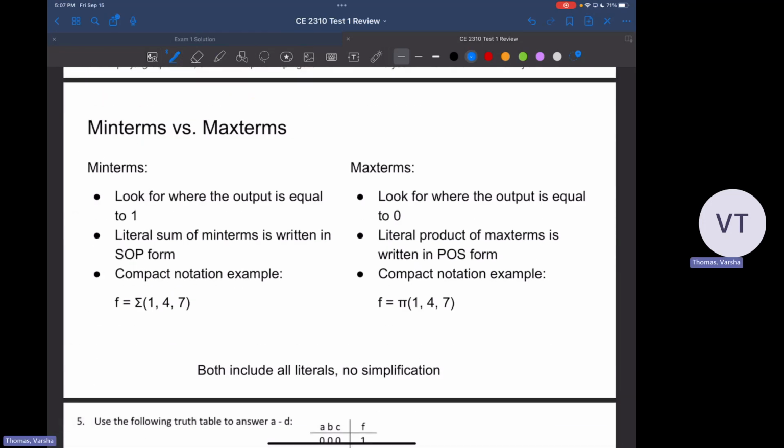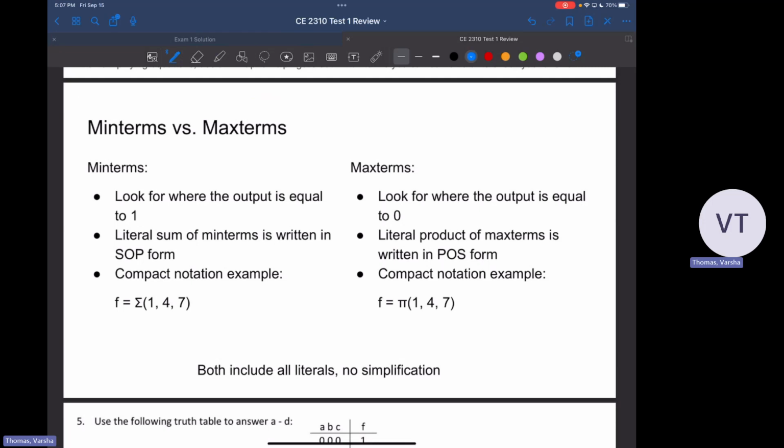Okay, so we're going to move on to minterms and maxterms. So minterms is where the function is equal to 1 at the end, and it's actually in the form of SOP, so the one you guys are probably most familiar with. We'll get to the compact notation of those later. For maxterms, it's where it's equal to 0. This is the product of sums form.